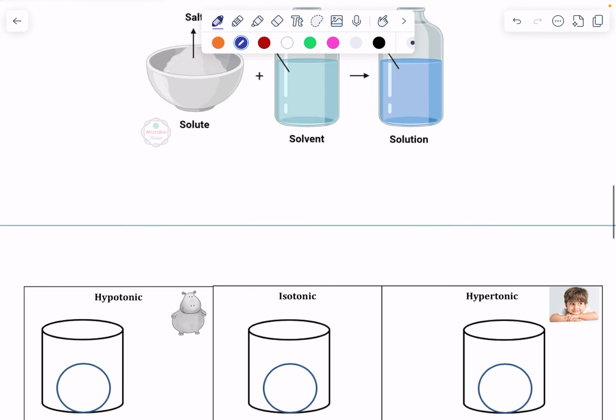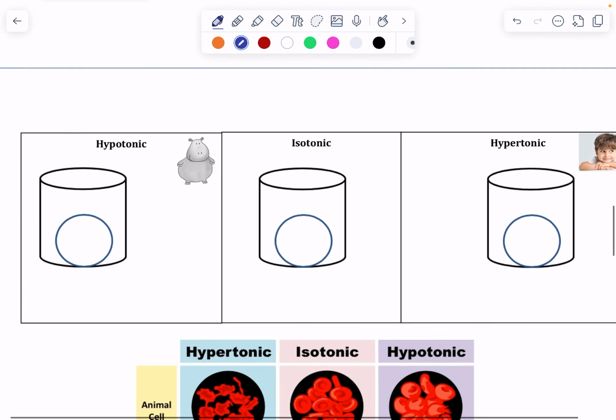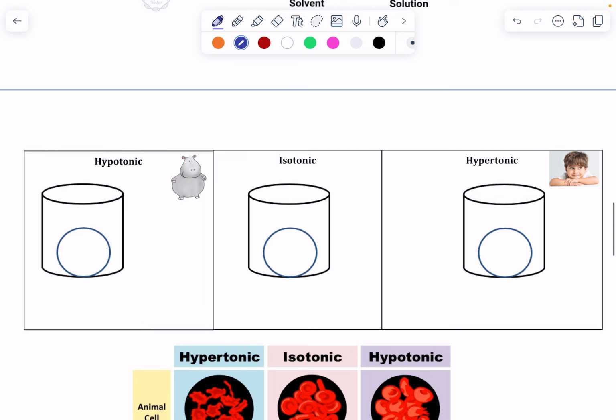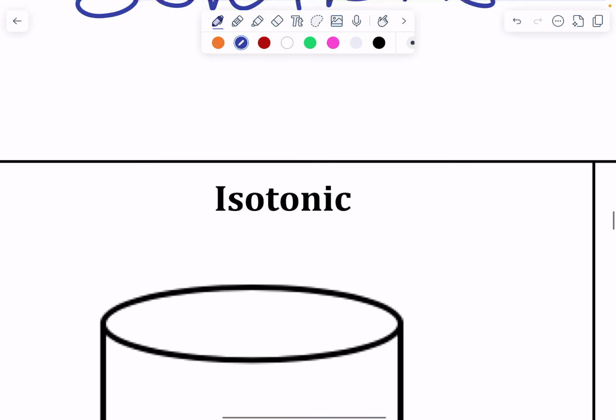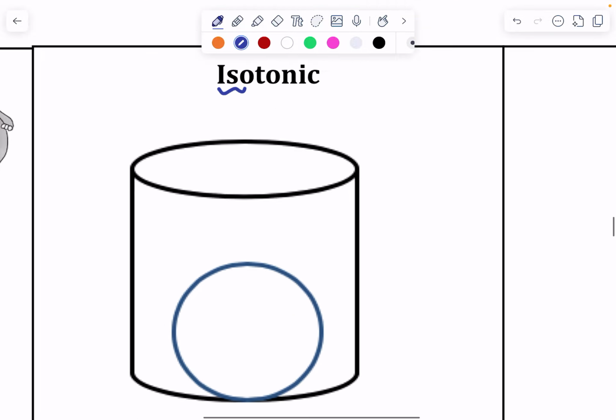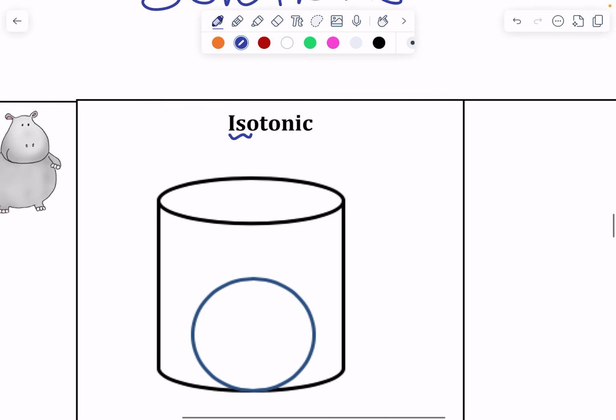Okay, let's move on. Types of solutions here. We're going to describe these three in context with solute, solvent, and solution. These are the types of solutions that we're going to need to know for the next part of our unit. Let's start with the isotonic. Iso means same. So this is going to be a solution that has the same amount of solute on both sides.